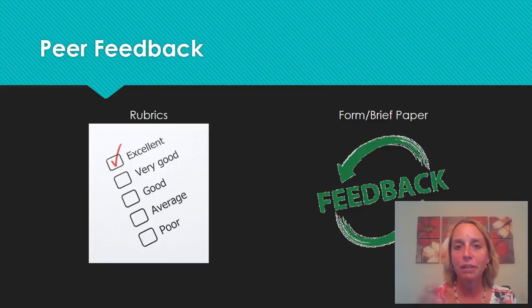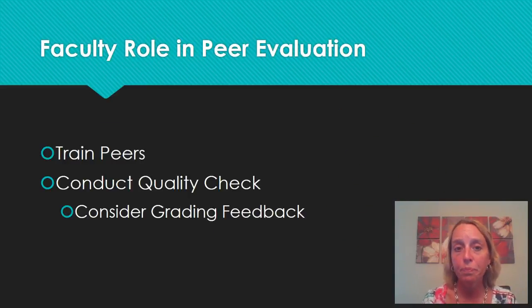You might want that to be, again, in the format of a form with questions and answers, or maybe a brief paper, kind of saying, well, here are the strengths, and here are some of the suggestions, based on how they answered those questions. So again, the faculty member still has a significant role. It's not an easy process at all for the faculty member, because you do have to engage in the training. You do need to do those quality checks, and I really find that if you grade the feedback, if there's some layer of grading, then students are more likely to take this process much more seriously.